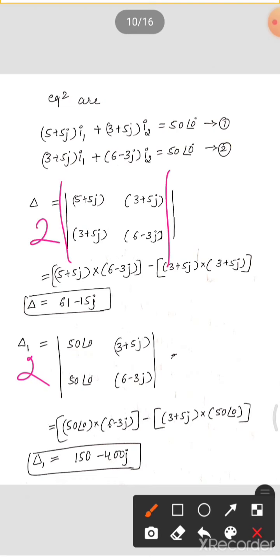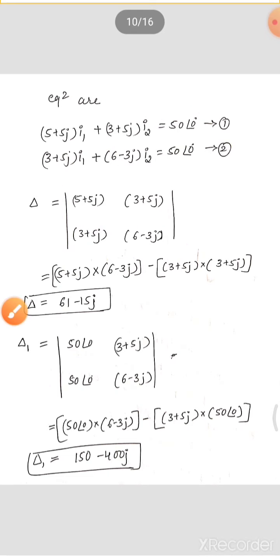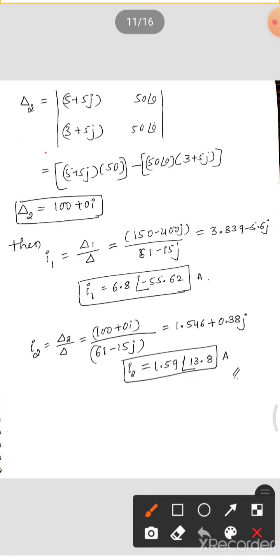Okay, the same matrix. Second column will be replaced by this 50 at an angle 0, 50 at an angle 0. This remains same, that is 5 plus 5j remains same, 3 plus 5j also remains same. First column as it is, second column will be replaced by your voltage sources, that is the right hand side of your equations.